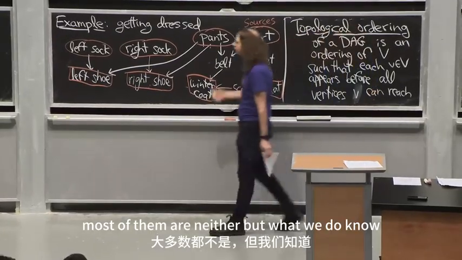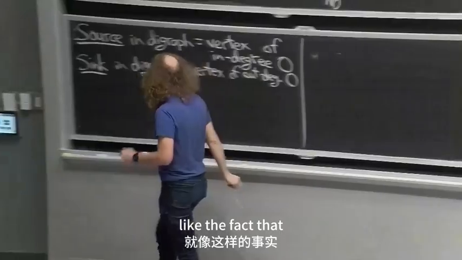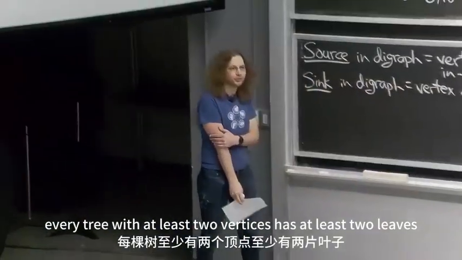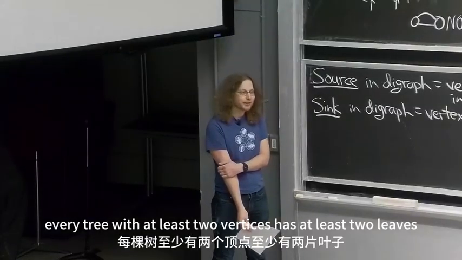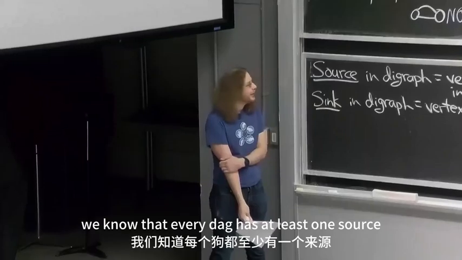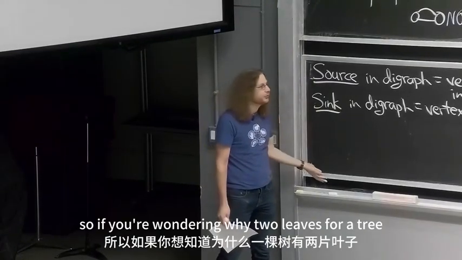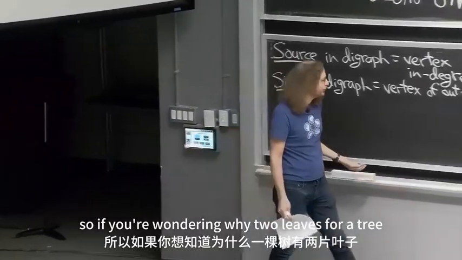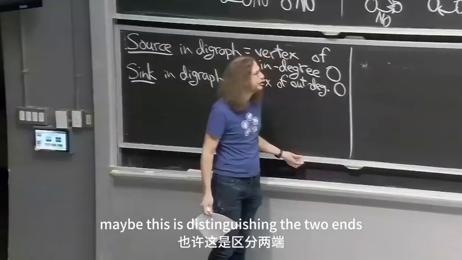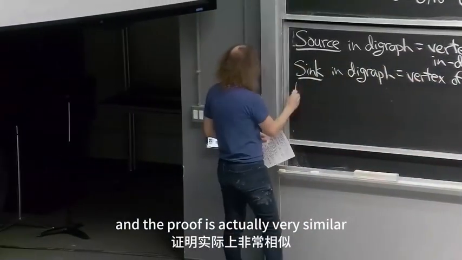Probably in general, most of them are neither. But what we do know, like the fact that every tree with at least 2 vertices has at least 2 leaves, we know that every DAG has at least one source and at least one sink. So if you're wondering why 2 leaves for a tree, this is kind of why, maybe. This is distinguishing the two ends. And the proof is actually very similar.